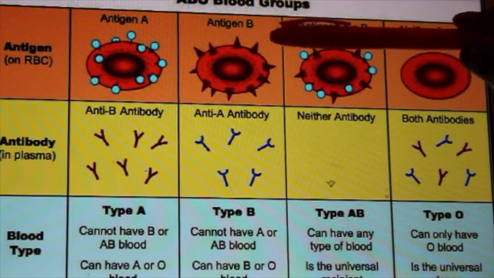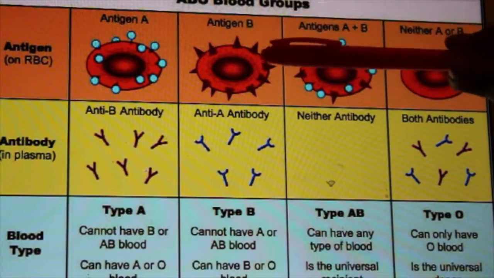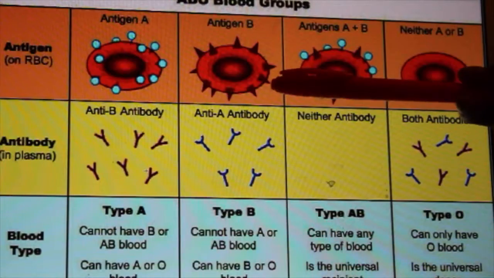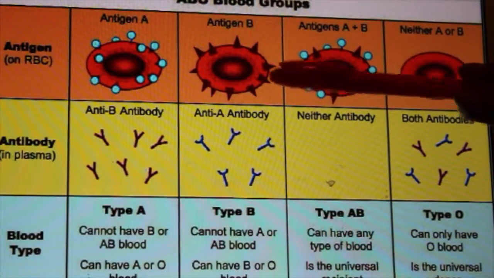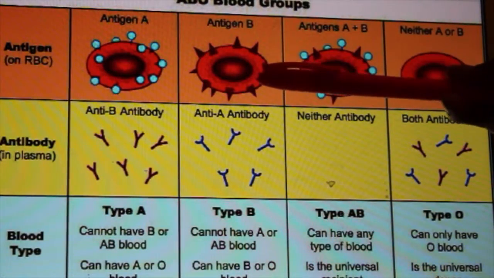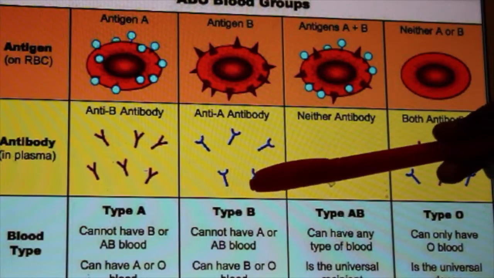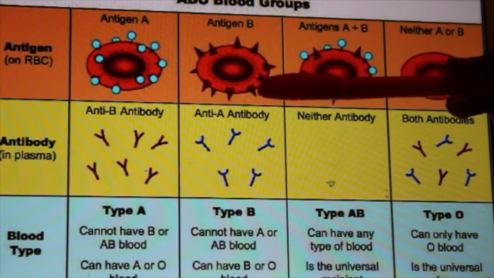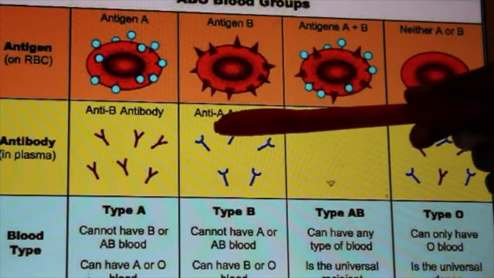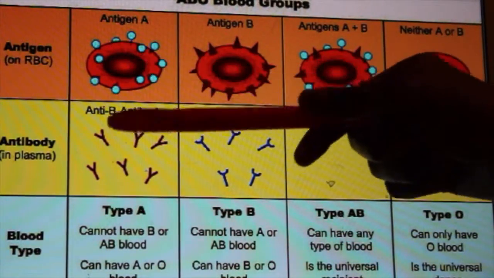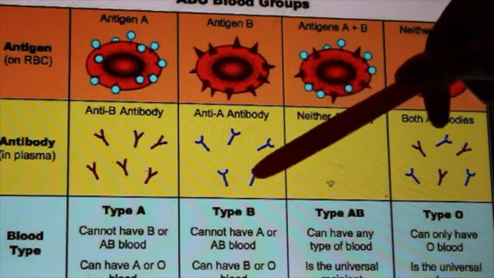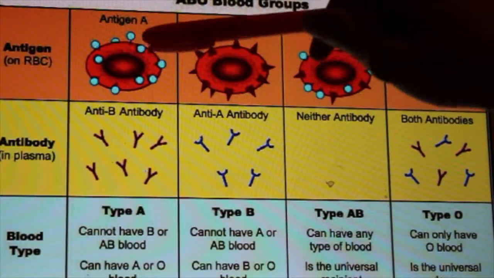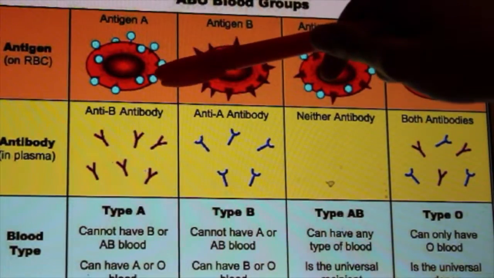Over here, we have antigen B on the surface of this red blood cell. This is called type B blood. In this type, we'll end up having anti-A antibodies in the plasma. This type of antibody cannot bind to the antigen B. However, if you look at type A blood, this type of antibody can bind to that type of antigen.